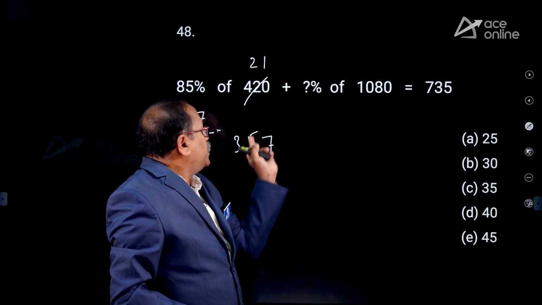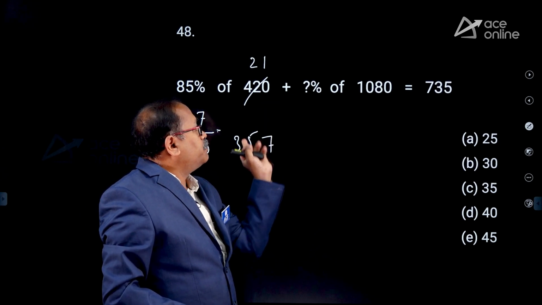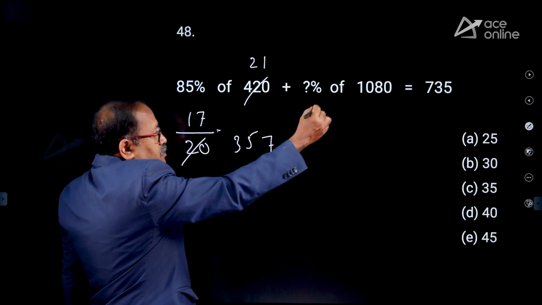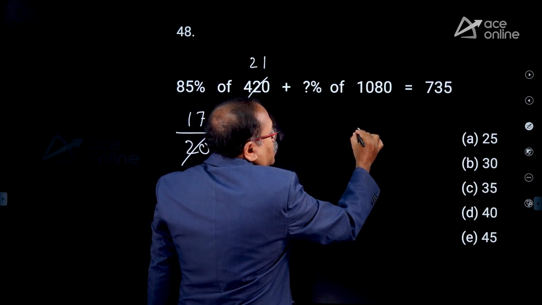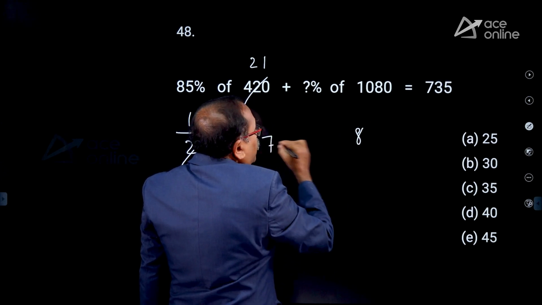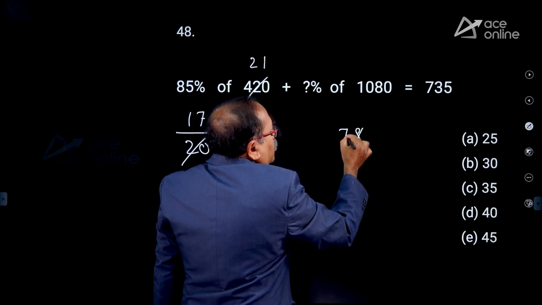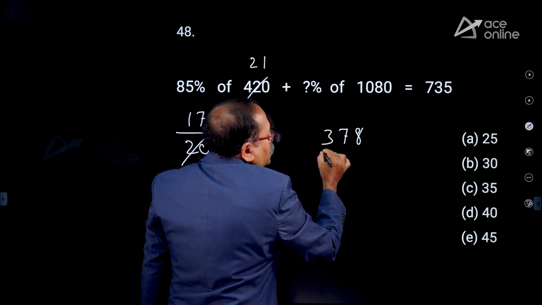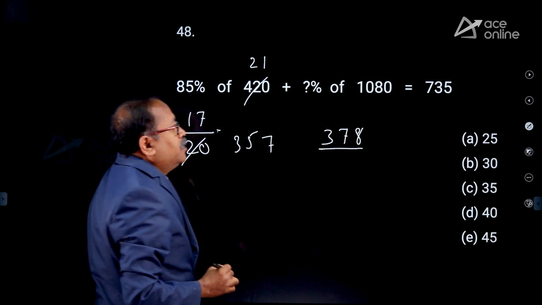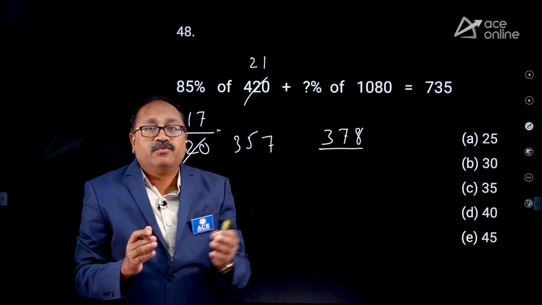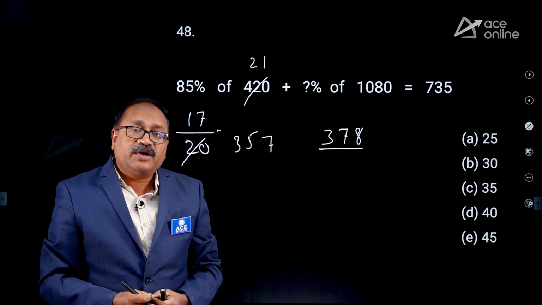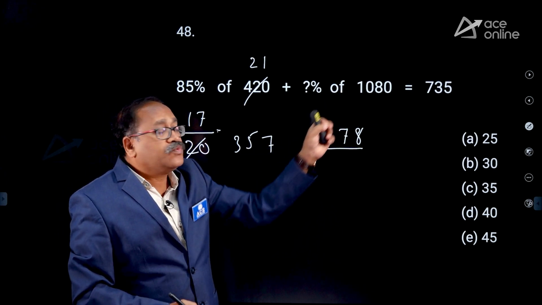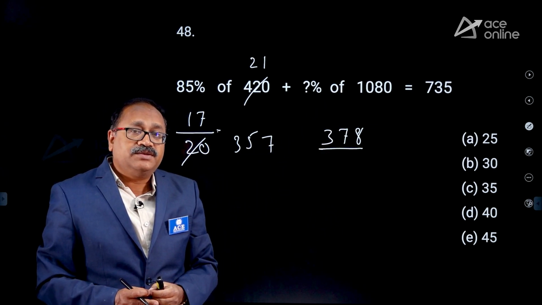And as it is plus, you notice that if you take that to the other side, it will become minus. So subtract that. That is 15 minus 7 is 8, and 12 minus 5 is 7, and 6 minus 3 is 3. So I got that, which is x% of 1080. Then what is x? In other words, 378 is what percentage of 1080?